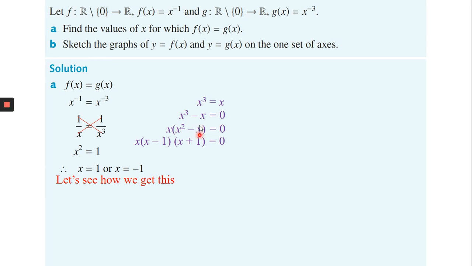That should be a 1, shouldn't it? That should be a 1. That's what confused me. That should be a 1. So then we've got the difference of two squares. So now we can see that x is 0, 1, and minus 1.